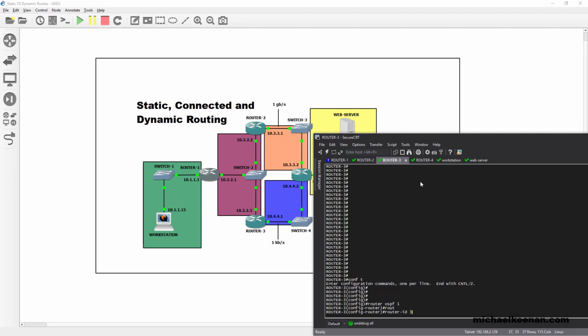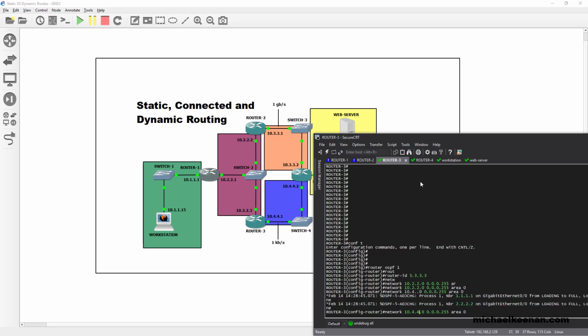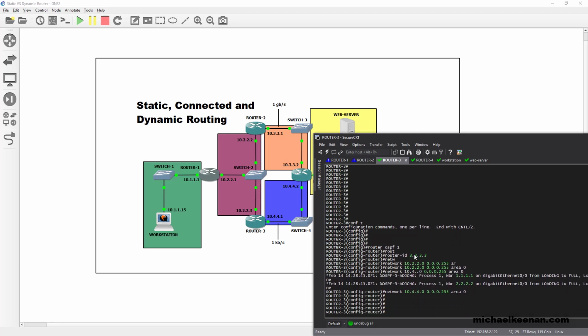His router ID is going to be 3.3.3.3. He knows how to get to the 10.2.2.0 network, and he also knows how to get to the 10.4.4.0 network. And there he goes. He just formed an adjacency with router 1 and with router 2.